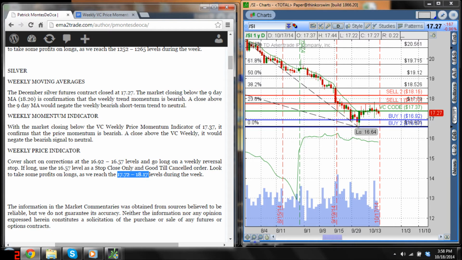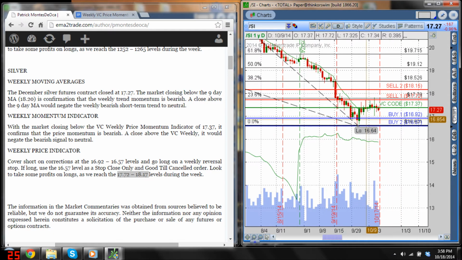So you can see here basically that the market is indicating the possibility, based on the fact that it slightly closed below the VC price momentum indicator of 1737, that the ideal buy entry point would be 1692, that the market could come down to 1692. And if it does, it's recommending to buy one at 1692 and buy two at 1657 if it comes down there. On the upper end of the range, closing above 1737 would trigger a buy with targets of 1772 to 1817.